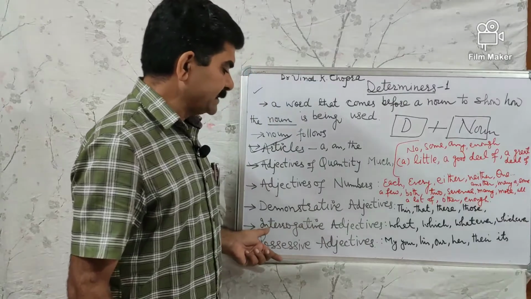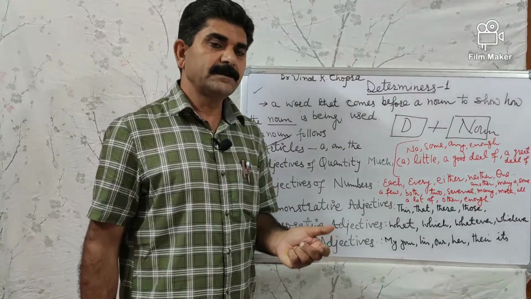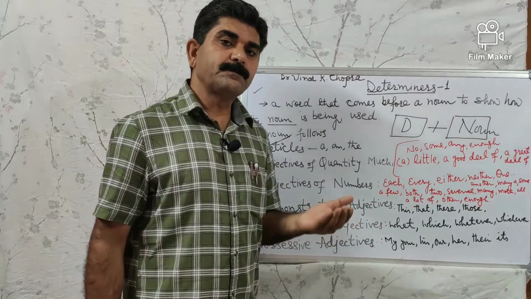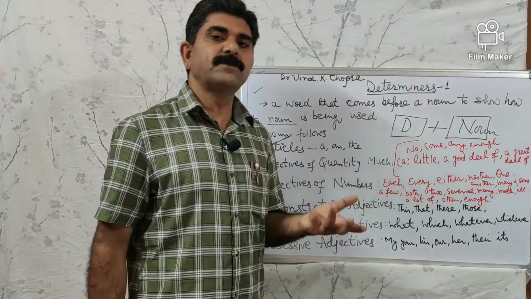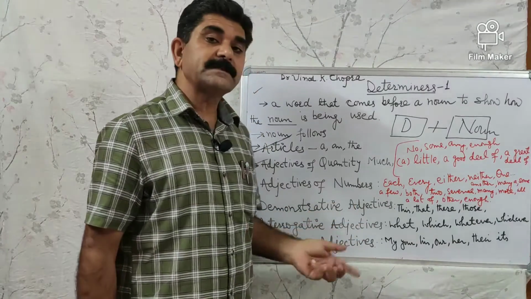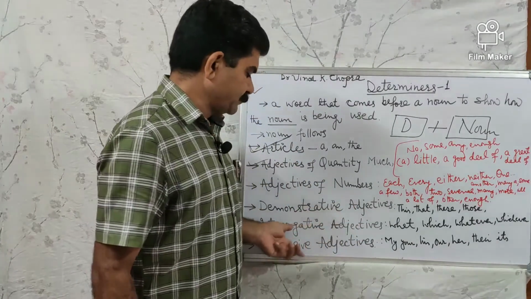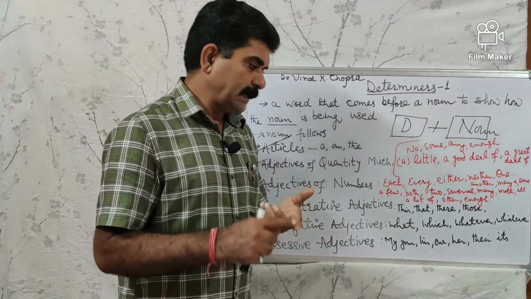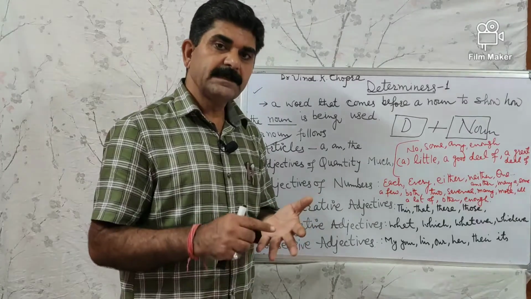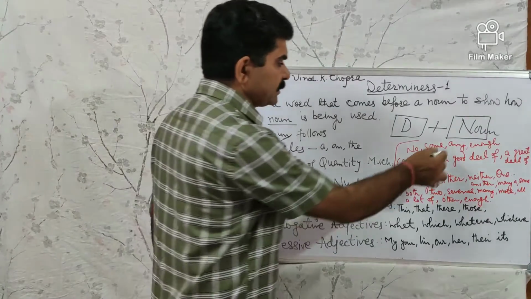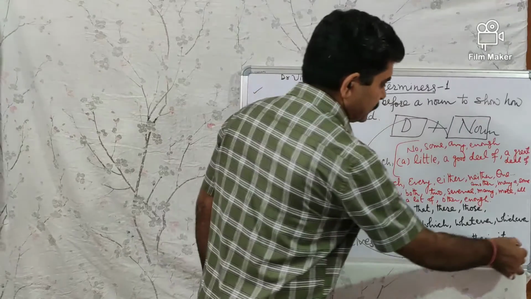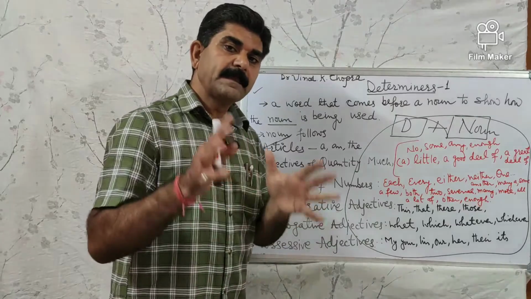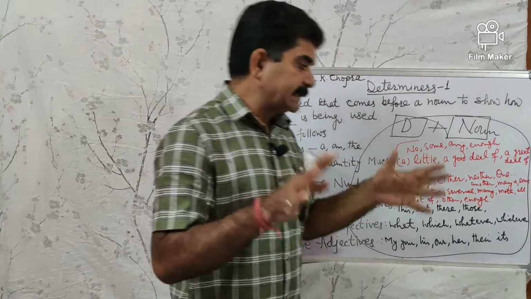Then we have possessive adjectives. In one of the last videos, I was telling you what a possessive noun is. Here we are talking about possessive adjectives, and these are my, your, his, our, her, their, its. So all these words are determiners.